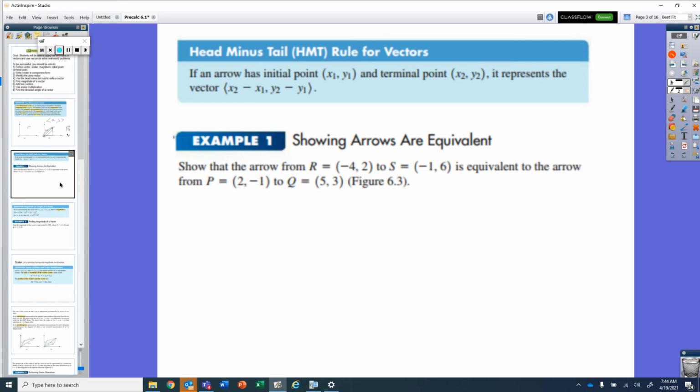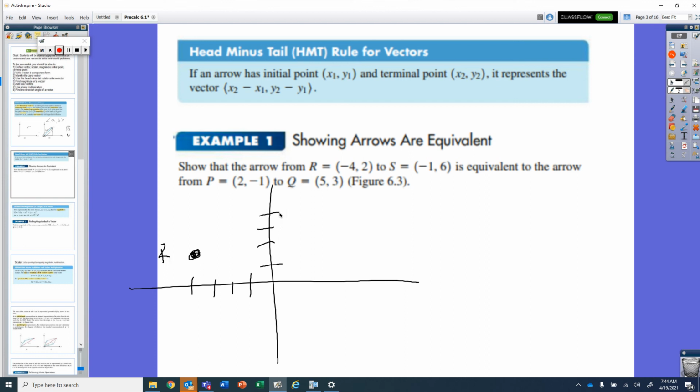So to get things started, I'm just going to draw this out. Here's a point R. It's at negative 4, 2. So there's a point R at negative 4, 2. And it has a vector that goes from R to S at negative 1, 6. So we've got ourselves a vector, vector RS. We would label that with the arrow on top.